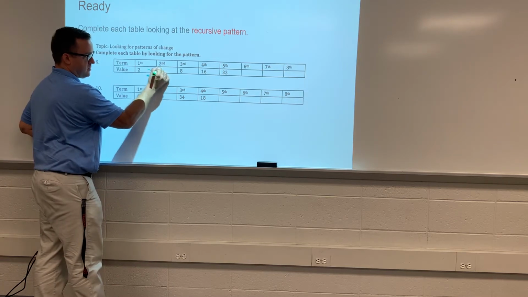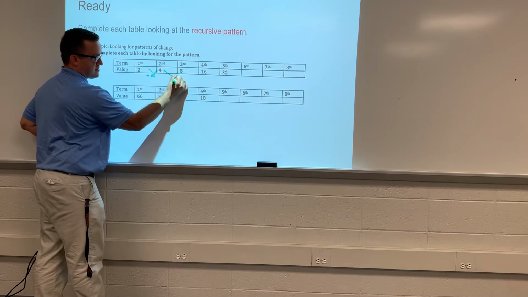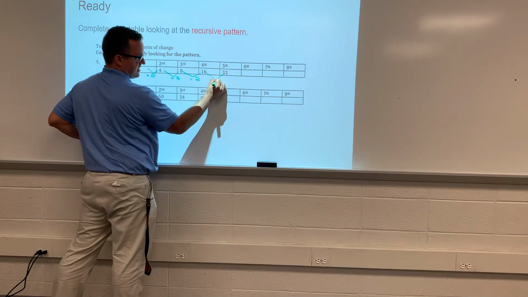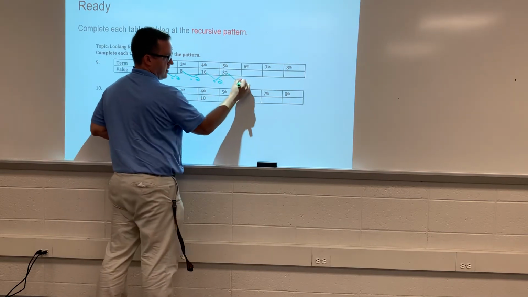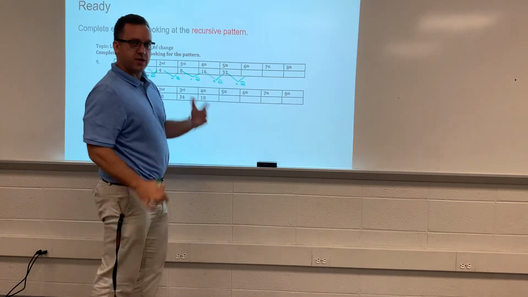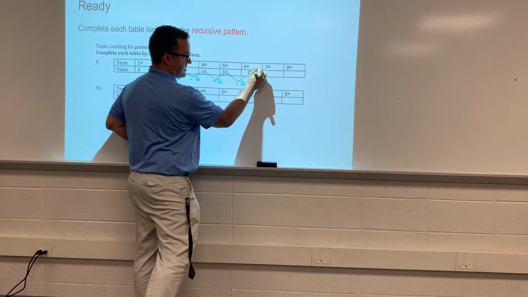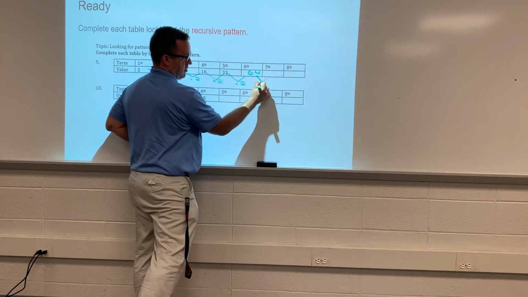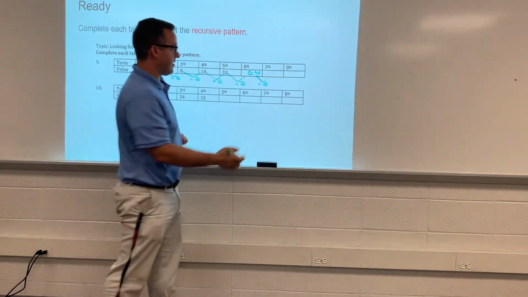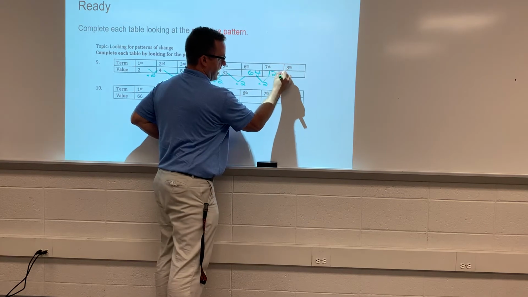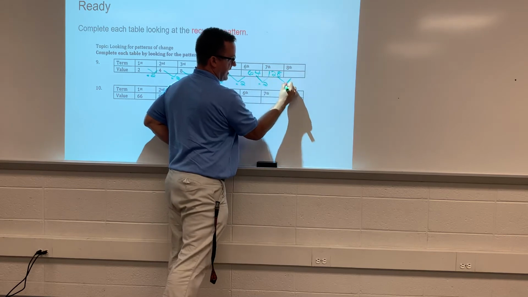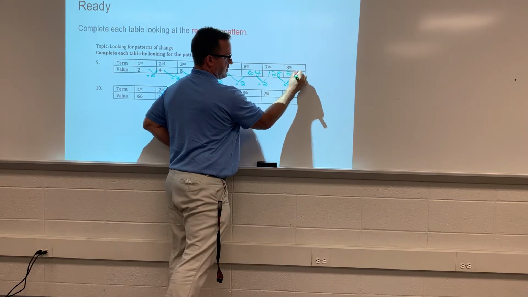So times by 2, and then 4 times 2 is 8. 8 times 2 is 16. 16 times 2 is 32. And then I go 32 times 2. And you can use a calculator if you need to, but that would be 64. And then 64 times 2, write it out or use a calculator. That's 128. Same thing here, 128 times 2 is going to be 256.